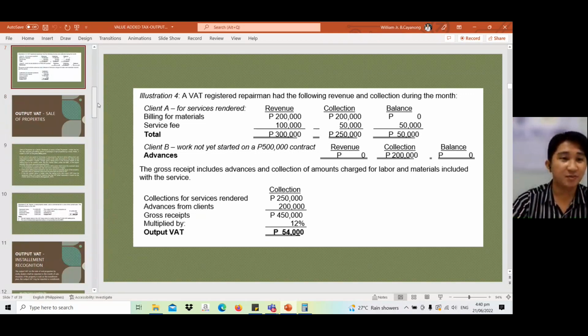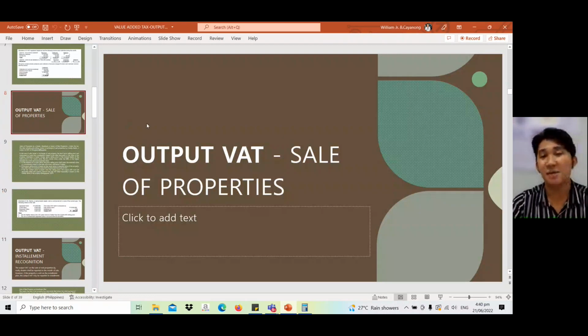Now, let's proceed to the output VAT of sale of properties. Okay, magkaiba na naman po ito kanina, sale of goods.